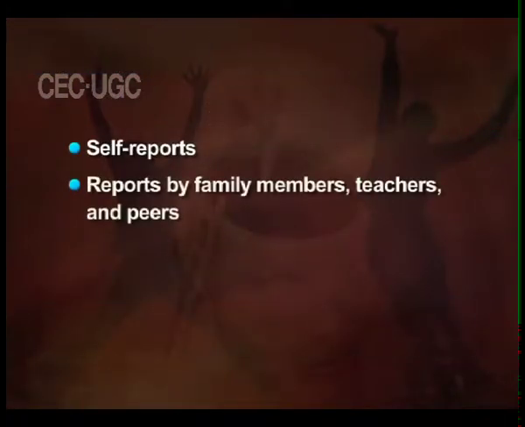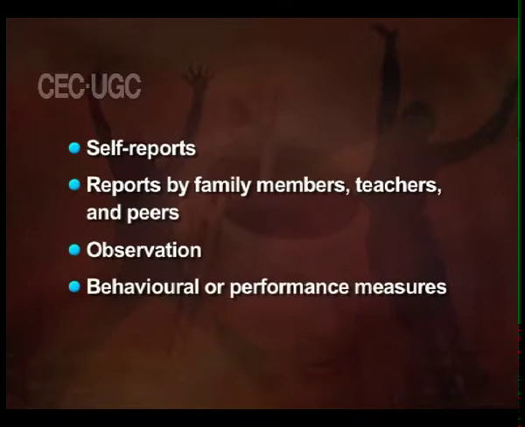Once it has been decided which type of research design to use, the next step is to determine how the information will be gathered. Common ways of collecting data include self-reports, reports by family members, teachers and peers, observation, and behavioral or performance measures. Let's take a look at each of these data collection techniques in turn.